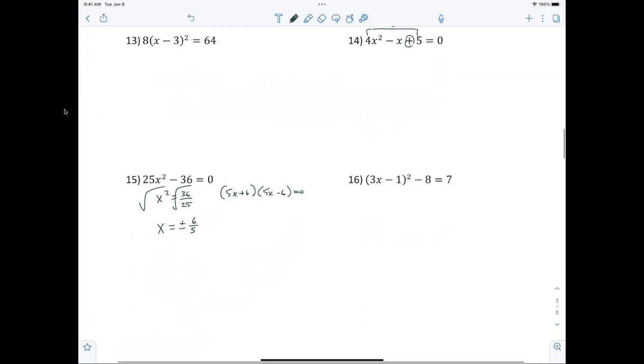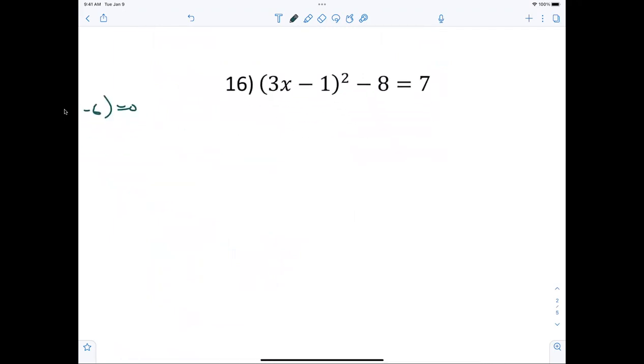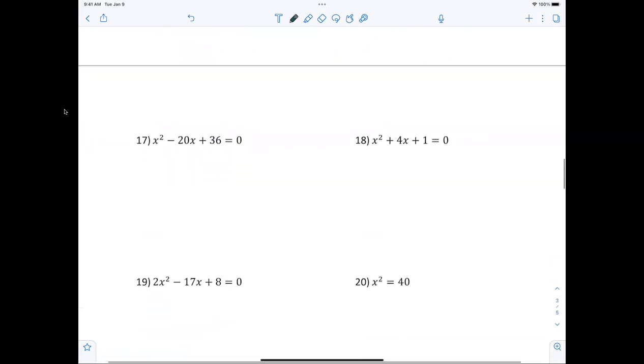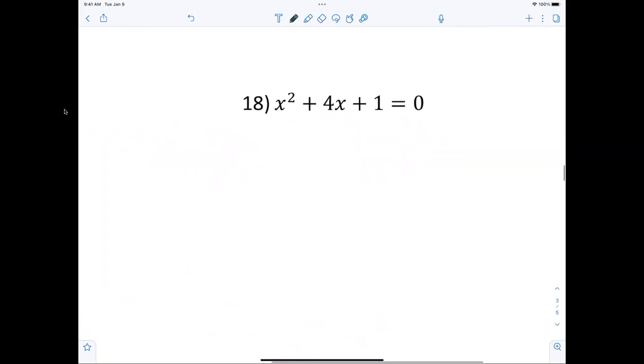Number 16. It's already a perfect square. So this one we're going to do by taking the square root. You have to isolate. It's like number 22. Now 18, look at 18. The middle term is even. The leading coefficient is a 1. We cannot factor it. Therefore, it's complete the square.